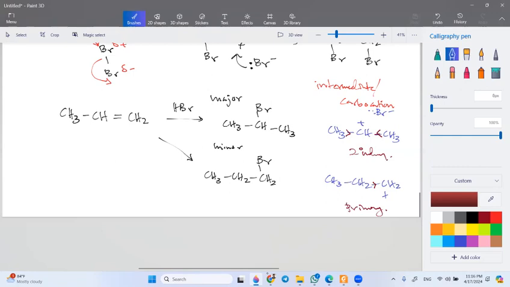Is that clear now? So it always tends to make the secondary carbocation because it is stable. Think about the stability of the carbocation.